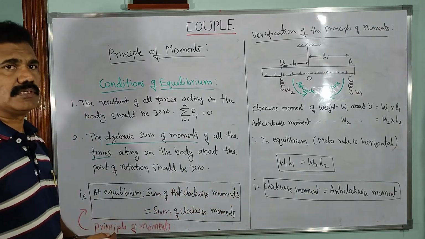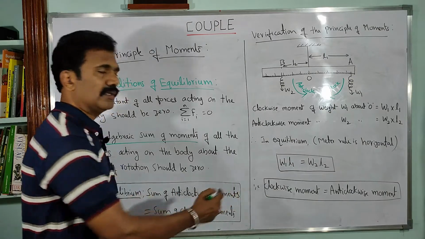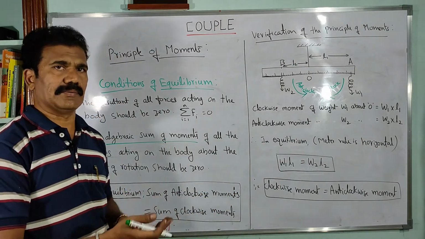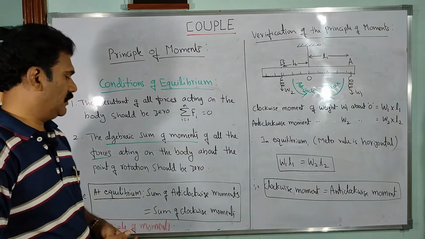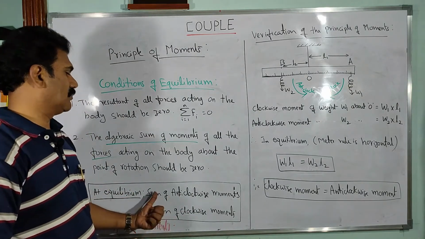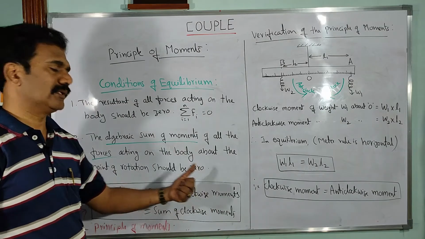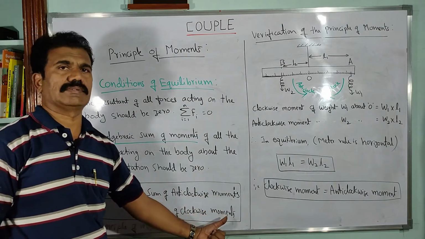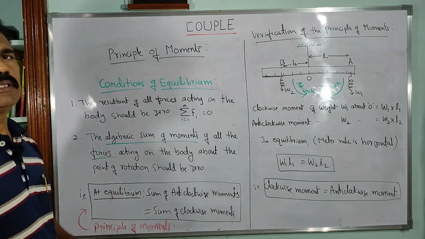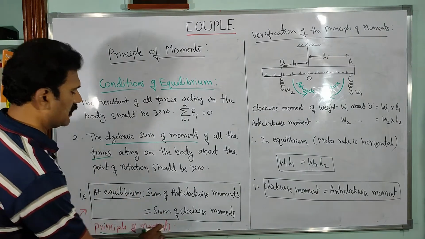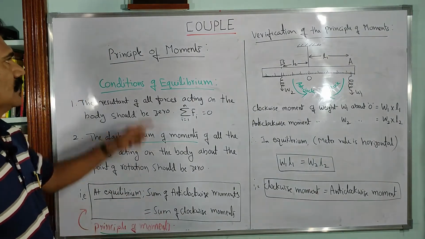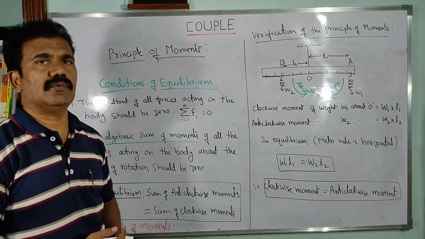Correct? So from the second condition, we can say at equilibrium, the sum of anti-clockwise moments is equal to the sum of clockwise moments, because you know that anti-clockwise moments can be considered negative, whereas clockwise moments can be considered positive. So if the total sum of anti-clockwise moments is equal to the sum of clockwise moments, then the body is said to be in equilibrium. That particular condition is called the principle of moments. Okay, so in that way we can understand the principle of moments.